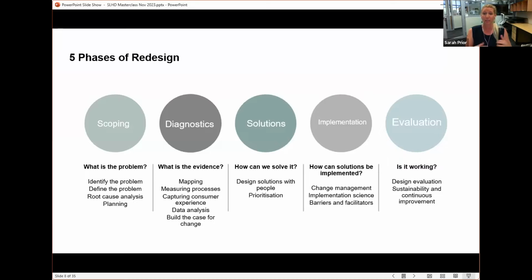then change management strategies, implementation science, and a sound understanding of barriers and enablers local to your own work area where you're implementing change. And then we look at designing an evaluation that measures sustainability and continuous improvement based on that implementation.